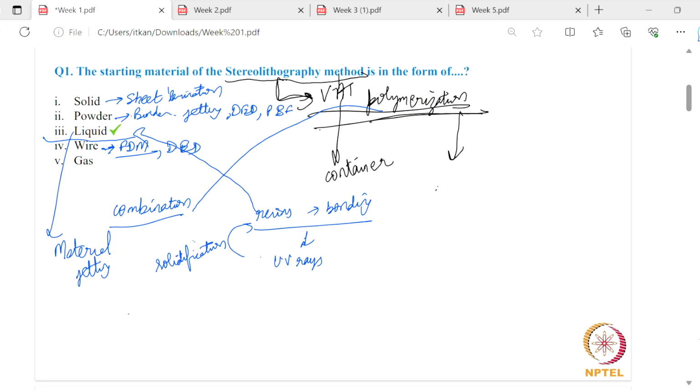Now FDM has also some other name, like fused filament fabrication. We usually use fused filament fabrication in journals. We do not use FDM. It has a trademark or copyright to it.